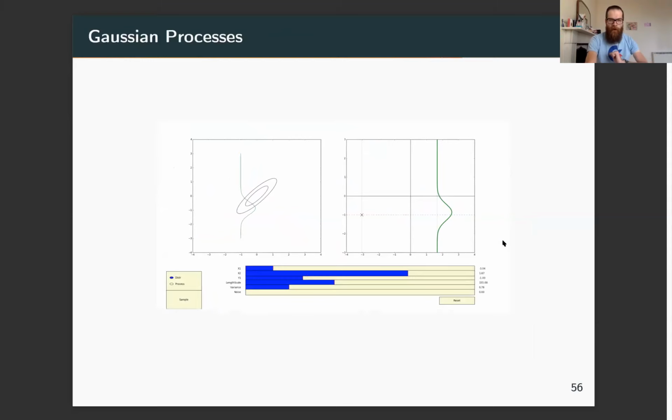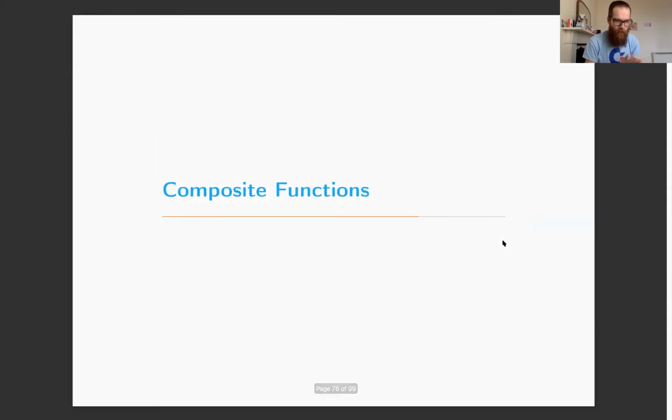Okay, so now that was what I actually was going to talk about in terms of Gaussian processes. And now I thought I'll talk about something else related to this, namely composite functions.